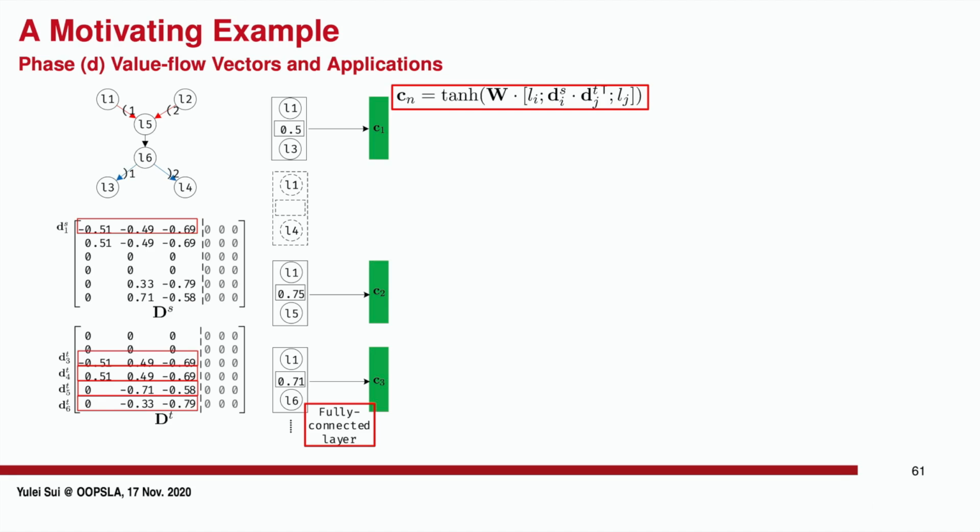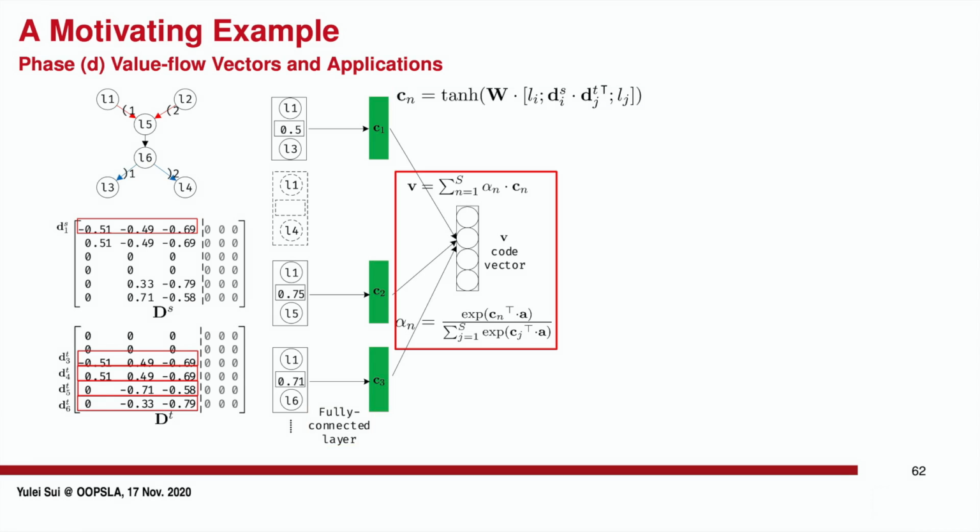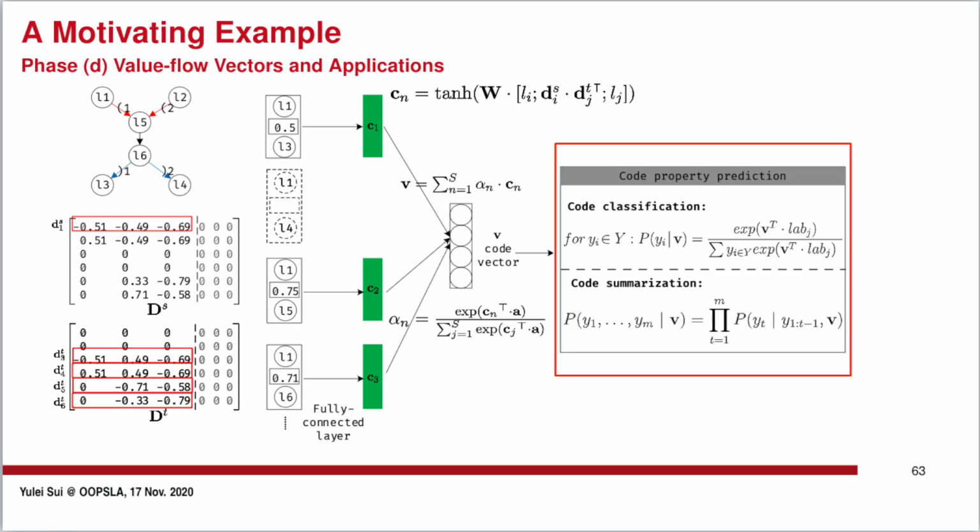These triples are then fed into a fully connected layer to combine these three paths together to produce our value flow path vector Cn, which is formulated here. Based on these value flow path vectors and an attention mechanism, we can produce a final code vector V, which preserves the interprocedural context-sensitive information of a target program. The vector V can then be utilized for tasks such as code classification and summarization.